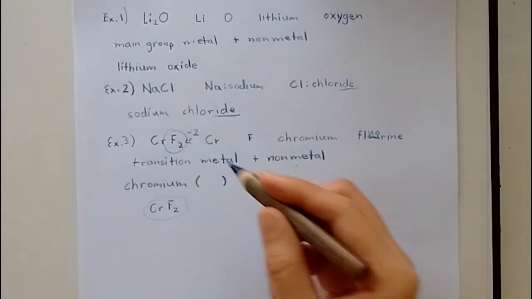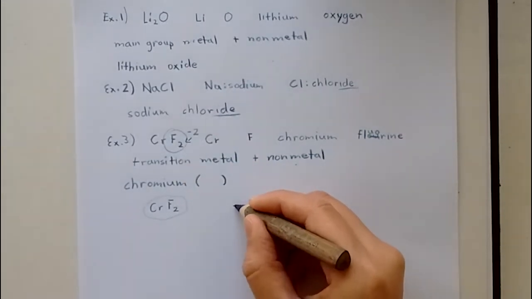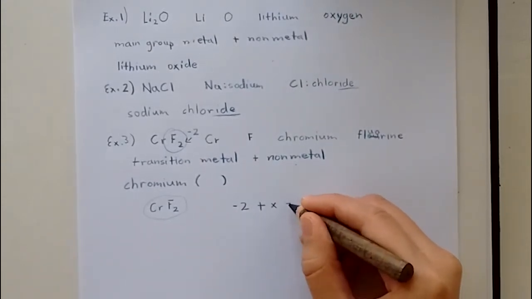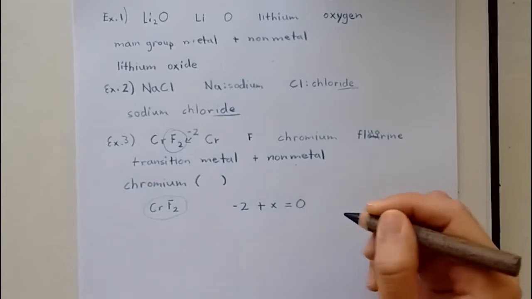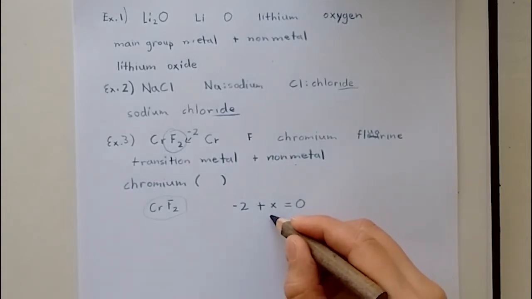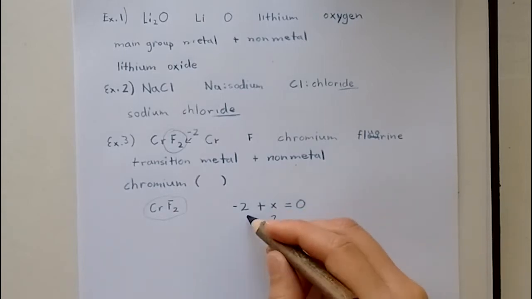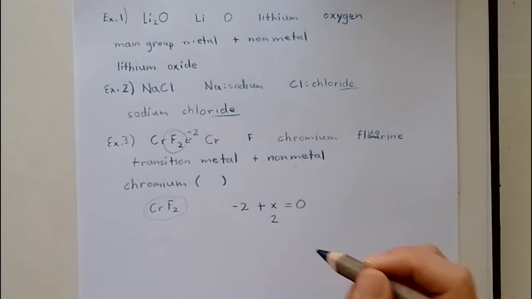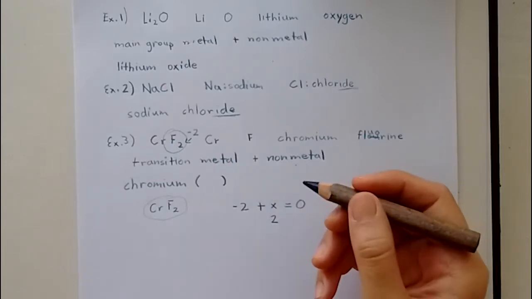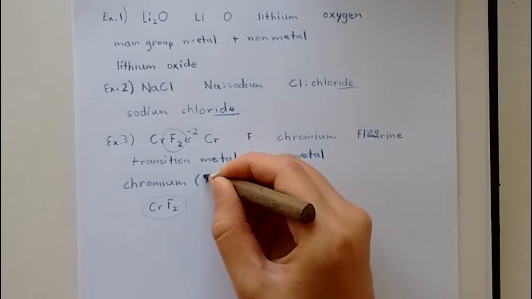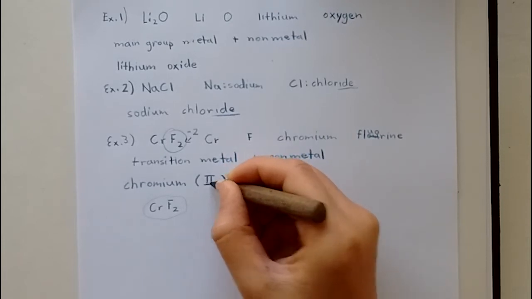Okay, so in this case, we know that -2 plus something, let's call it x, is going to total 0. So if we put a +2 here, -2 plus 2 will be 0. So the charge of chromium is 2. Therefore, we put a Roman numeral 2 in the parentheses.